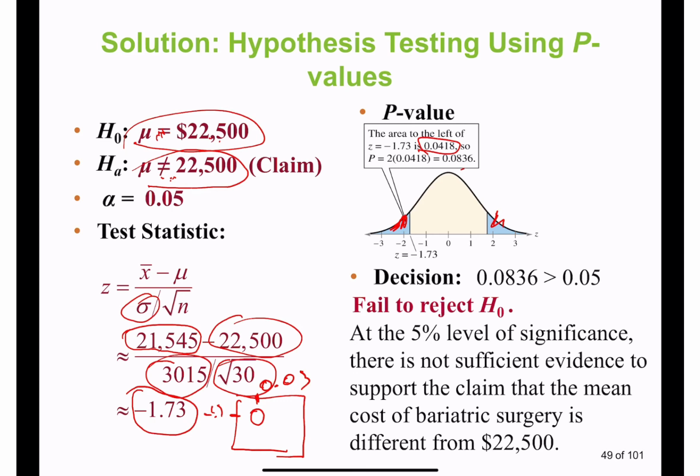Okay. So we take 0.0836 and it's greater than 0.05. That means we fail to reject the null hypothesis. And because we fail to reject, that means we reject alternative one, and that is the claim. So at the 5% significance level, there is not enough evidence to support the claim that the mean cost of bariatric surgery is different from 22,500.